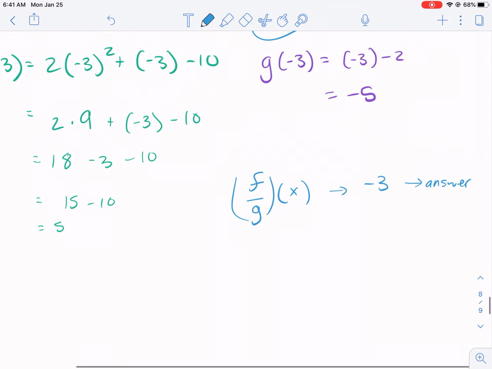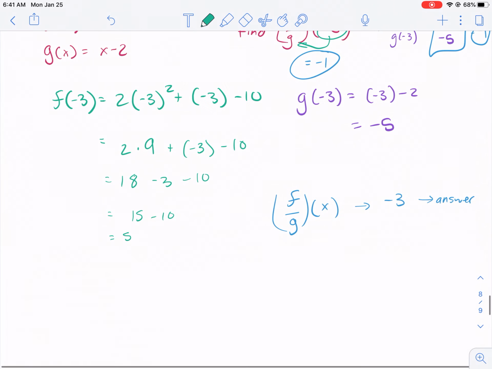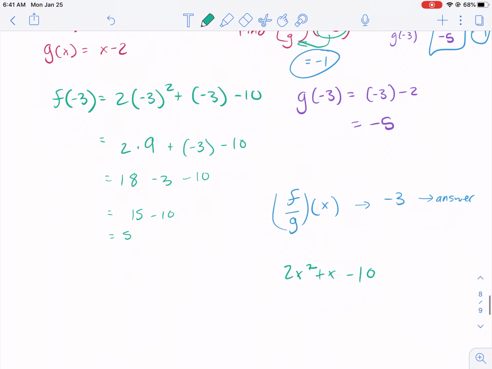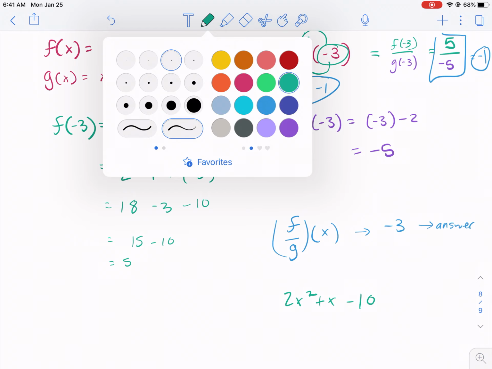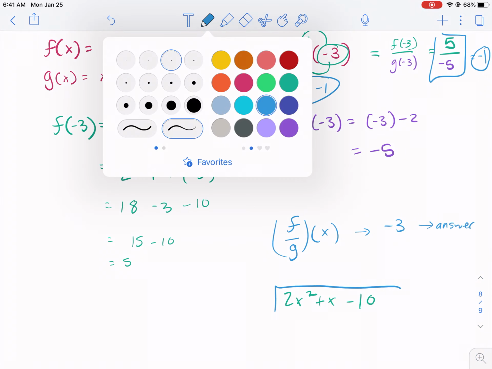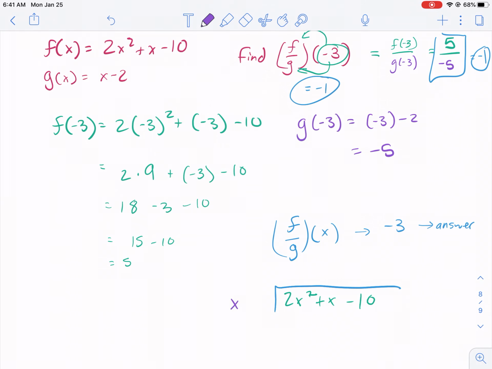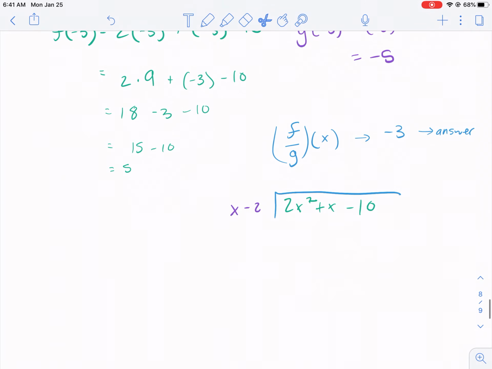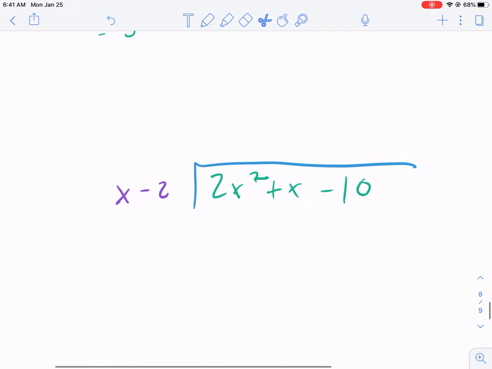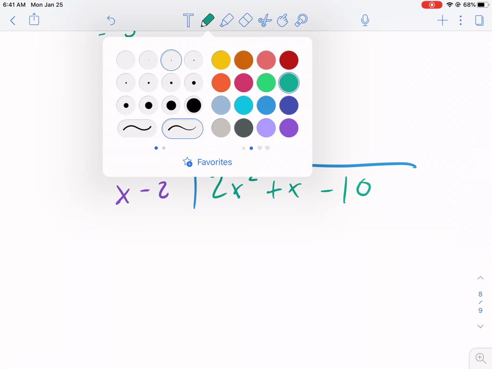Let's go ahead and start with green. I'm going to do 2x squared plus x minus 10, and I'm going to divide that by my g function, which I made purple, x minus 2. I'm doing this problem here, and I have previous videos on this section if you need a walkthrough, but I'm going to do it quickly because hopefully you've watched those videos and you're more comfortable with it now. All right, so how do I do this?